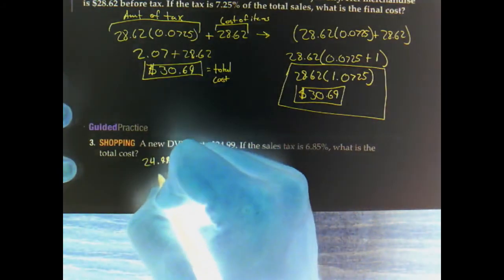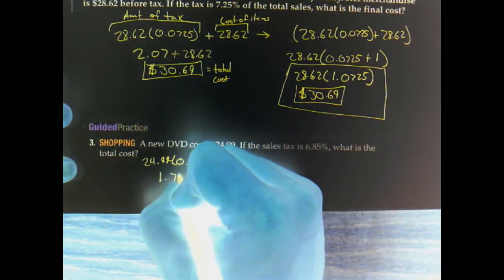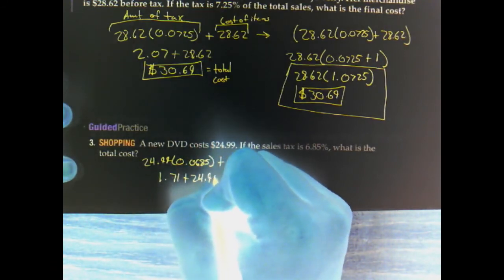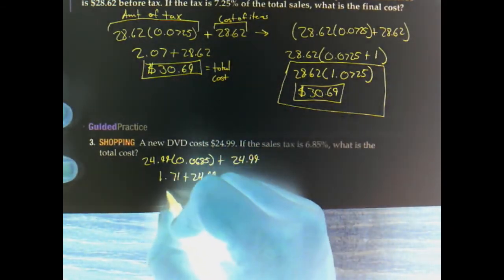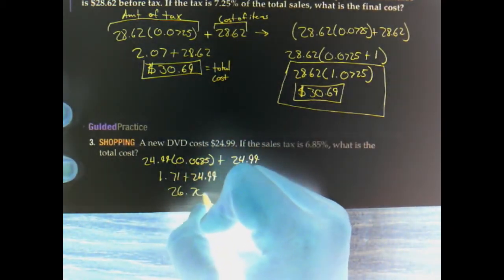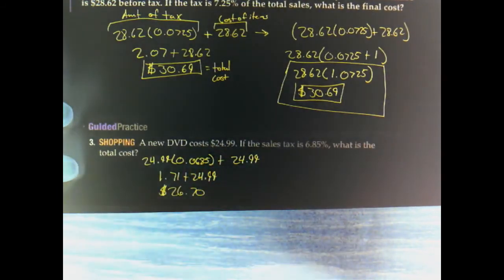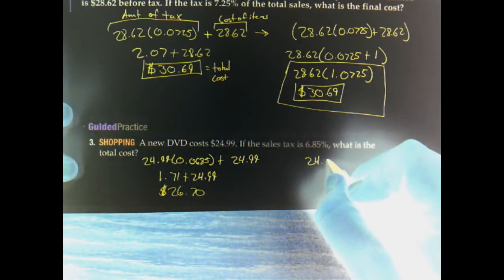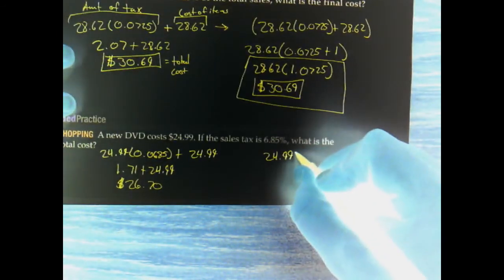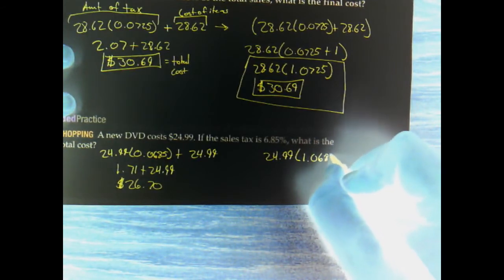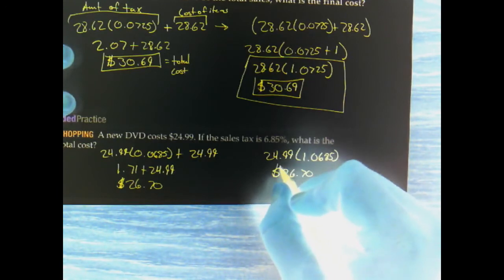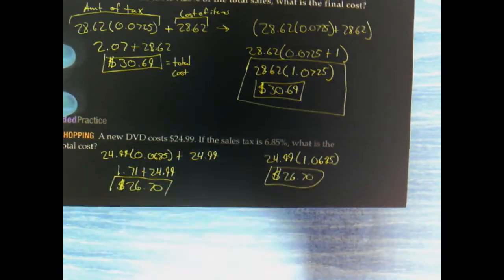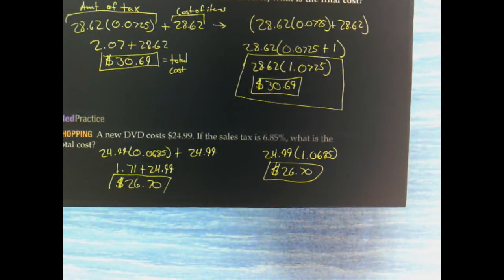0.0685, which is 1.71 rounded, plus 24.99, and I get $26.70. Okay, now if you're a shortcut person, all you need to do is take 24.99 and multiply by 1.0685, okay, and you'll get the same answer of $26.70. Two methods, same answer. The choice is yours. Whatever is easier for you to remember, I suggest doing. Okay.